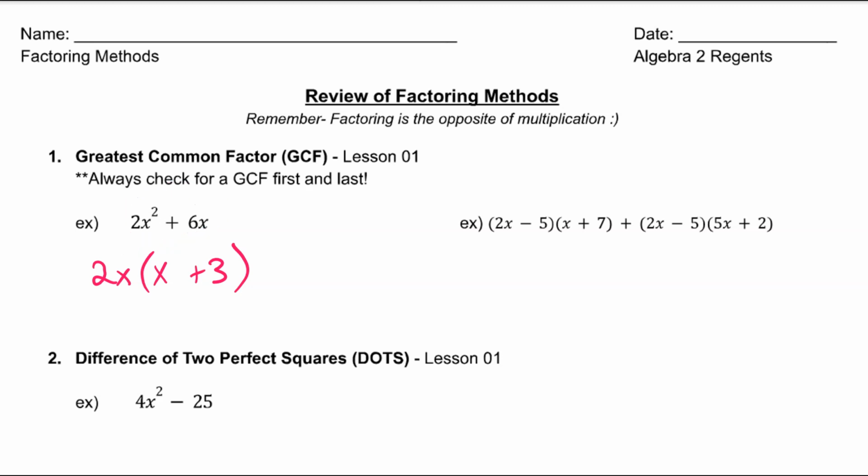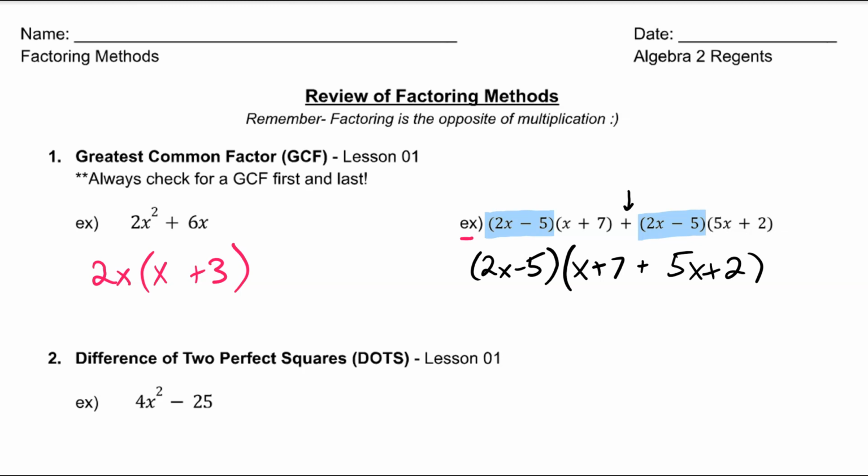For the second example, it's still a GCF, but notice that the greatest common factor is a binomial in both of these instances. There's a 2x minus 5 I can factor out. And I'm multiplying that 2x minus 5 to x plus 7, then a plus sign, and I'm also being multiplied to 5x plus 2.